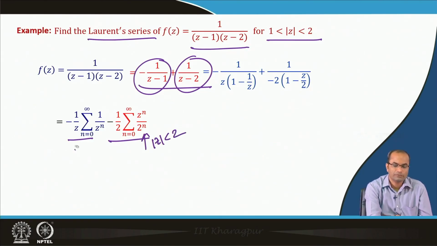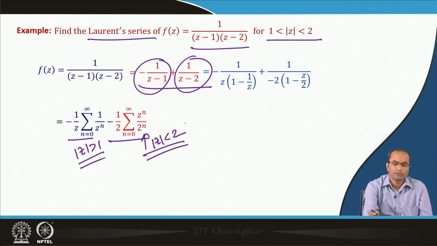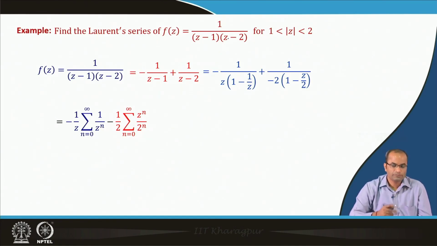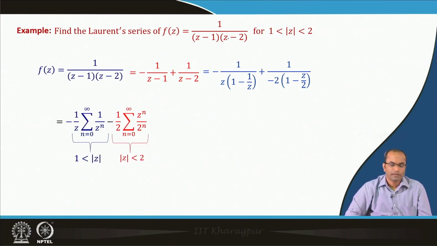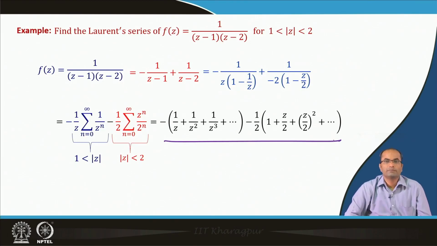So, this is valid for mod z greater than 1, and this is mod z less than 2. So, as a whole we have this validity, mod z between 1 and 2. So, exactly the previous example which we have seen, and then we have this expansion containing positive and negative powers because of the annulus.